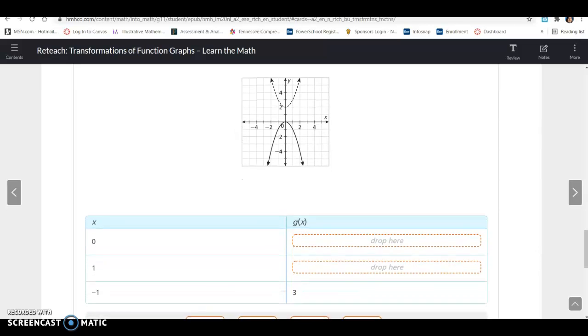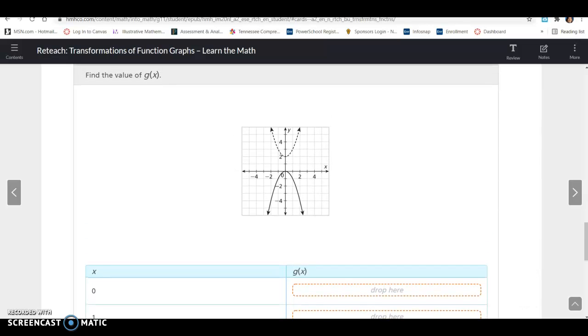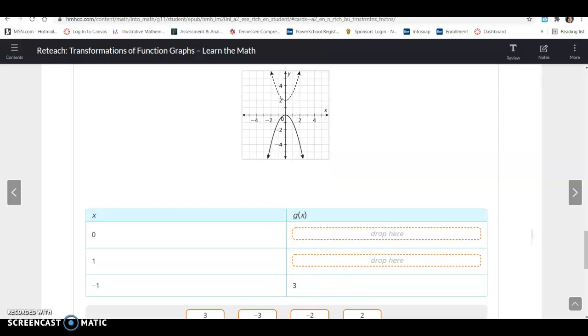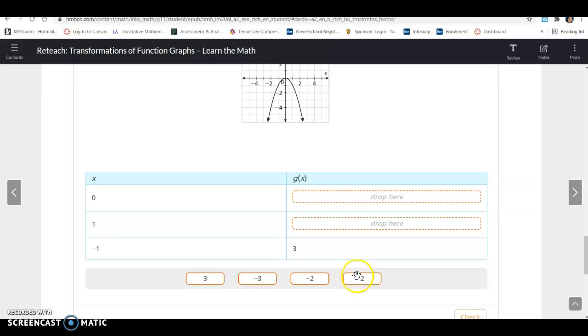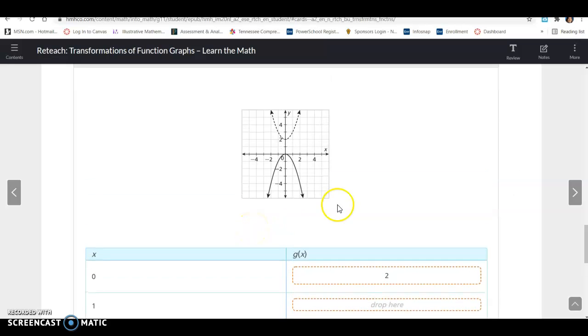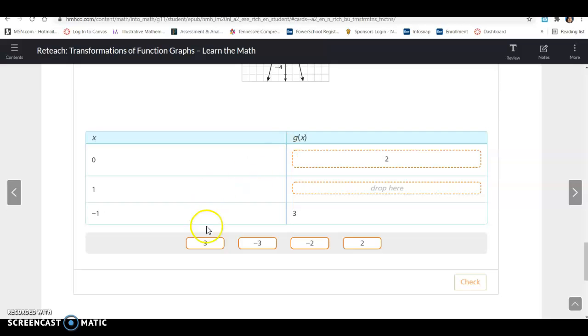It says find the value of g(x). So if x is 0, g(x) is the dotted line, remember? At 0, g(x) is 2. So we're simply going to drag the 2 above. And then what happens at 1? At 1, it's going to be 3. Positive 3 because we went up.